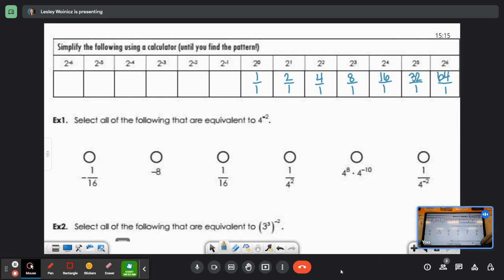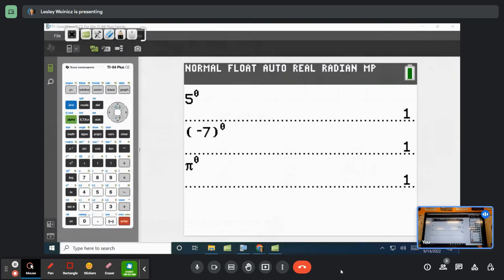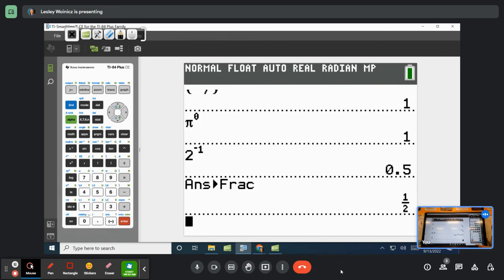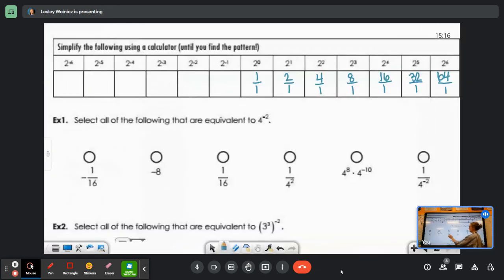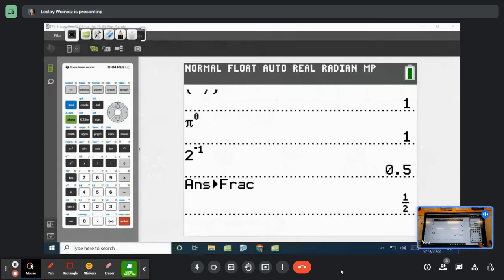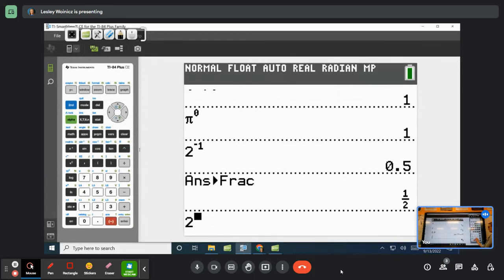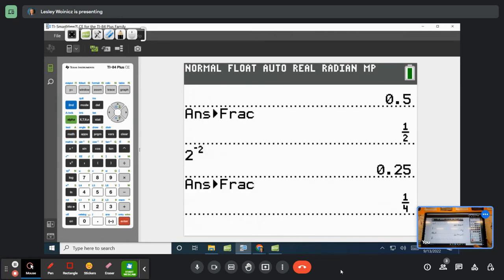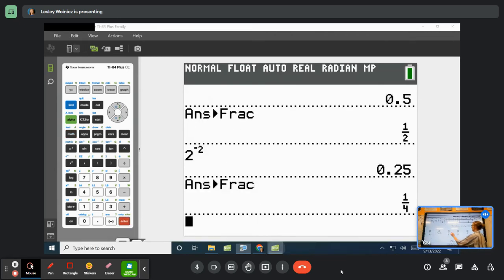All right, ask your calculator what 2 to the negative 1 power is. All right, so if I do 2 power caret negative 1, I do in fact get 0.5. Math, enter, enter. 1/2. Okay. 1/2. All right, let's do 2 to the negative 2. 2 power caret negative 2. Okay, math, enter, enter. Interesting.